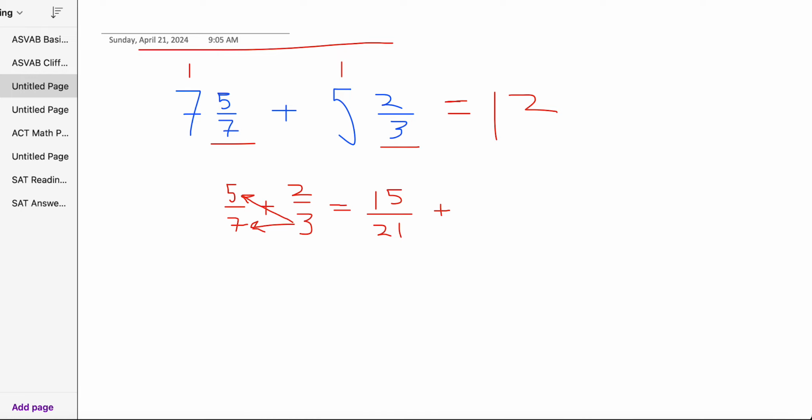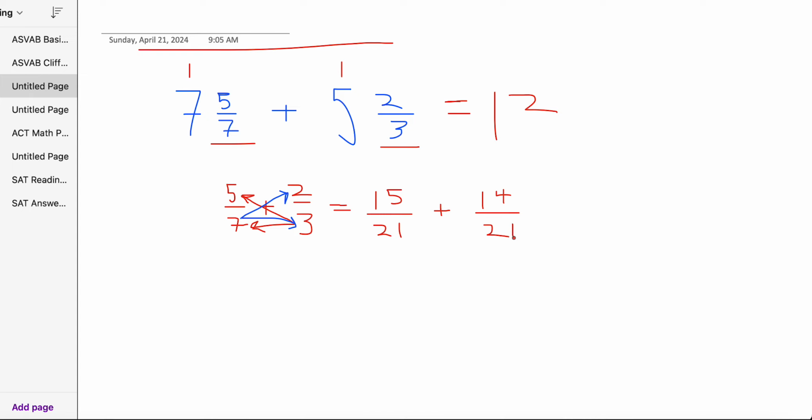Now we have to do the same thing for the 7, right? We also take this 7 here. We multiply it by 2. And then we also multiply it by 3, right? And when we do that, we're going to get 14 over 21. So mind you, now they have the same base.